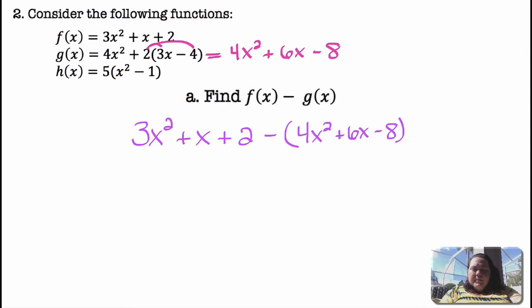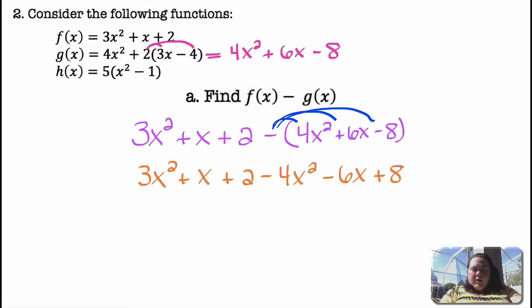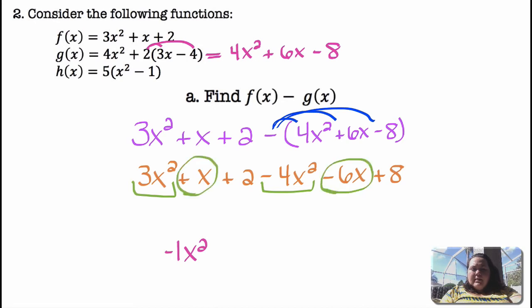Then I'm going to plug that in. Make sure you distribute your negative to all the terms. So I get 3x squared plus x plus 2 minus 4x squared minus 6x, and then plus 8. Combine like terms. So 3x squared minus 4x squared is negative 1x squared. I have x, 1x minus 6x would give me a negative 5x. 2 plus 8 would give me 10.